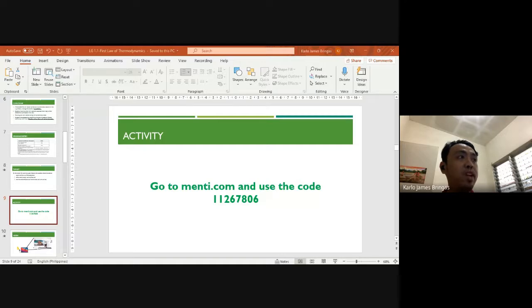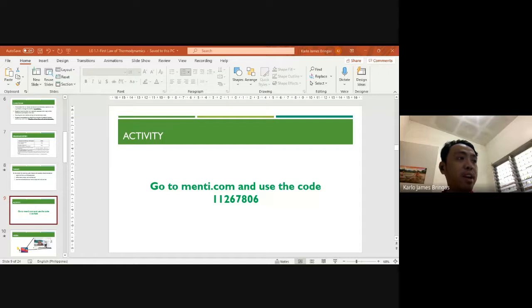So for the same situation, losing 354 joules of heat, it also does 94 joules of work. So kindly now enter what is the change in internal energy of the system. So you have 15 seconds to answer this one. 5, 4, 3, 2, 1. Time's up. So let's check what the answer is.